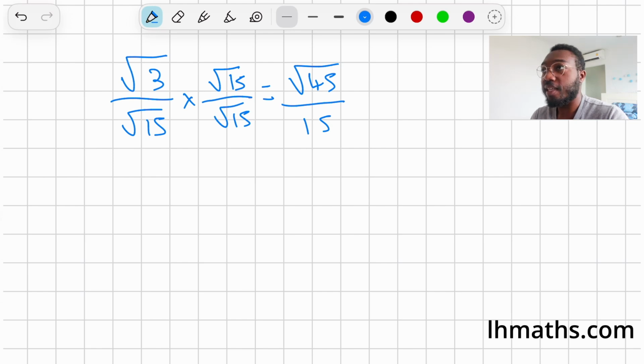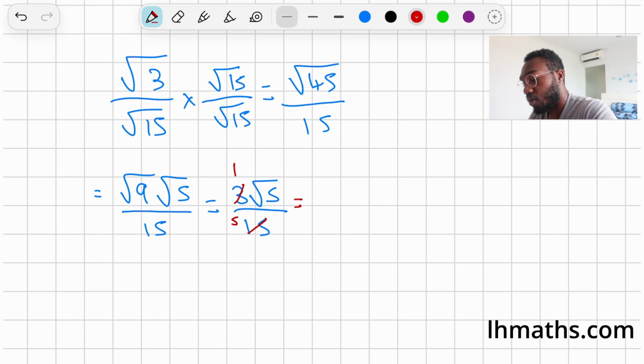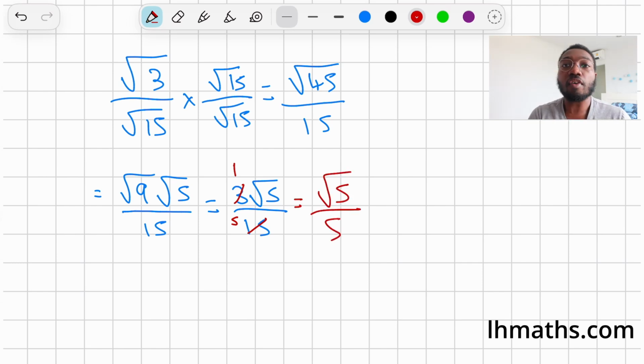So very similar to what we did in our previous lesson. To simplify down the surd, you've just got to think of the highest square number factor. In this case, that would be 9, because 9 times 5 gives us 45. So therefore, we would get the square root of 9, the square root of 5 divided by 15, and the square root of 9 is 3. So we get 3 root 5 over 15, and then the 3 and the 15 can cancel down, so that'll be 1, and then that will be 5, which therefore gives us also the square root of 5 over 5.